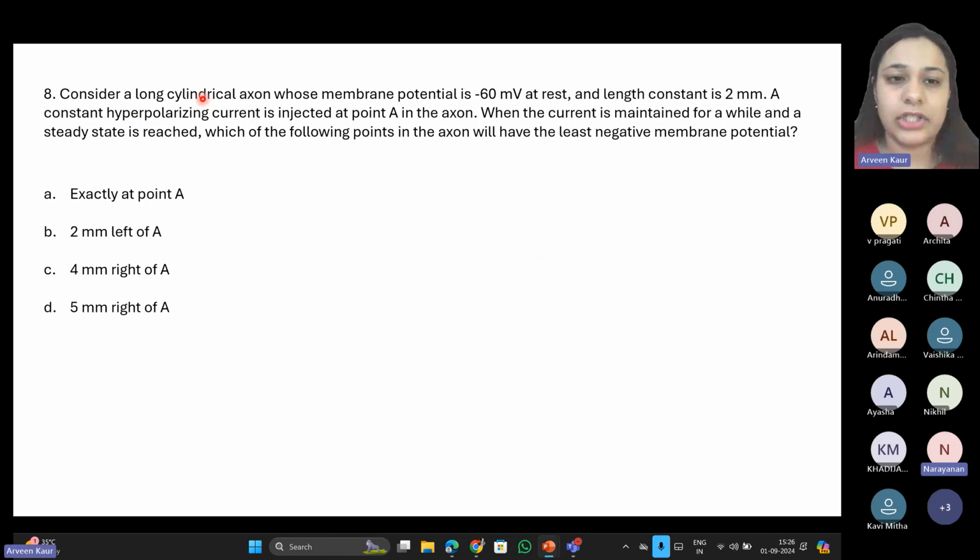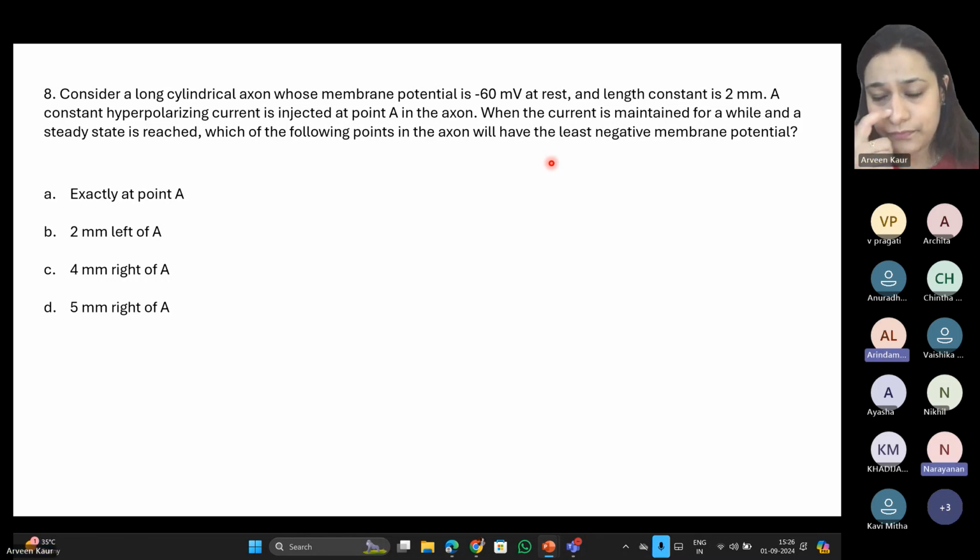So consider a long cylindrical axon whose membrane potential is minus 60 millivolt at rest, and the length constant for this particular axon is 2 millimeter. A constant hyperpolarizing current is injected at point A in the axon. When the current is maintained for a while and a steady state is reached, which of the following points in the axon will have the least negative membrane potential?